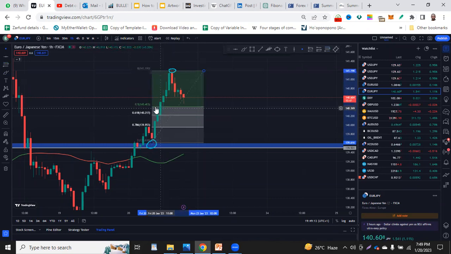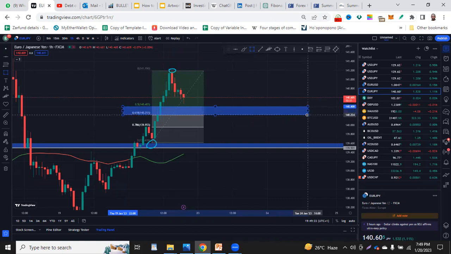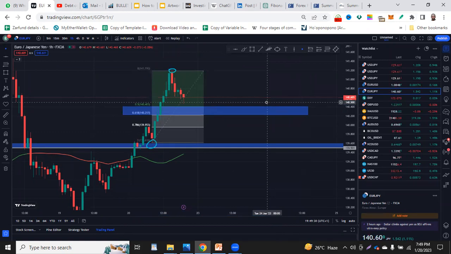Now we can see, look at the 50% here. What I will do sometimes is I will usually box the 50% and the 61% together, like this, so that I know that price can come into this particular zone. I know that anywhere within this blue zone is where price is likely to get to. So I'm okay with that.